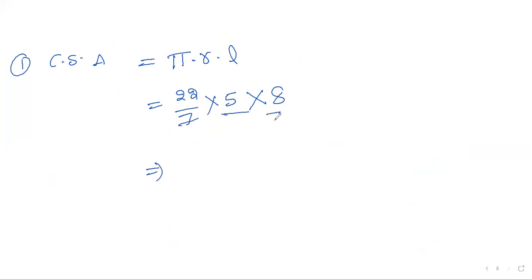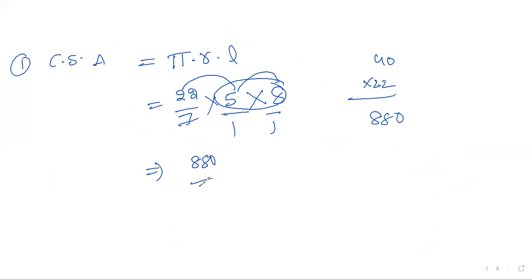What is the CSA of this cone? Pi R L. What does pi mean? I told you, 22 by 7. What's the radius? 5 centimeter. What's the slant length? 8 centimeter. Now let us start working here. There is no cancellation possible here, so you need to multiply. 22 into 5, and then 8 fives are 40, 40 into 22. 22 fours are 88, so the answer is 880. So the answer is 880 by 7 centimeter square.